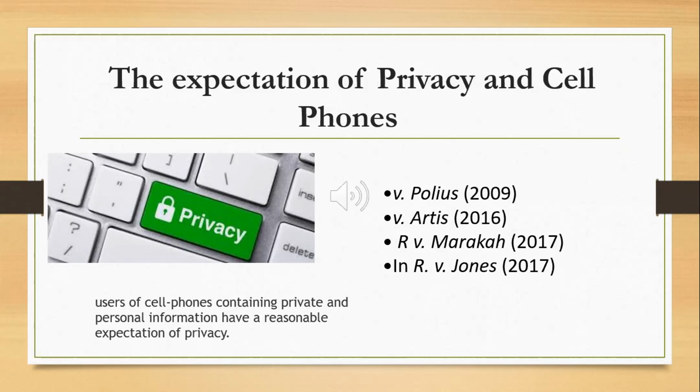Recently, open questions arose as to whether expectations of privacy could extend to text messaging, and this was marked in the case of Marakah, 2017. The Supreme Court ruled that an individual may have a reasonable expectation of privacy in electronic conversations in some cases, and that text messages that have been sent and received may therefore be protected against unreasonable search and seizure.